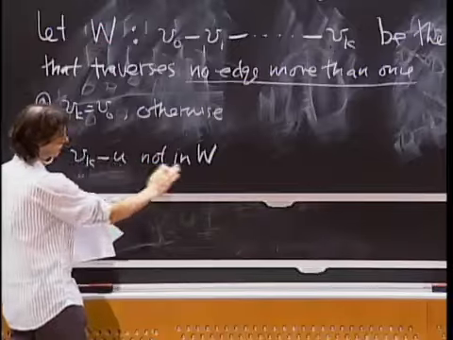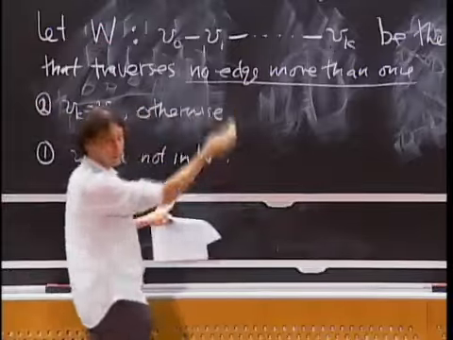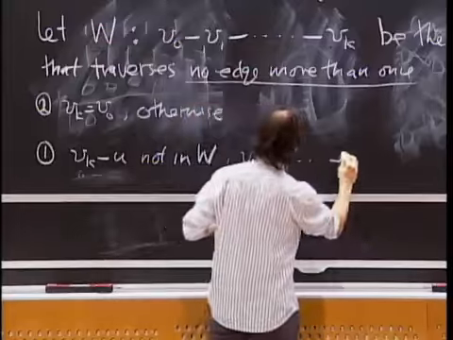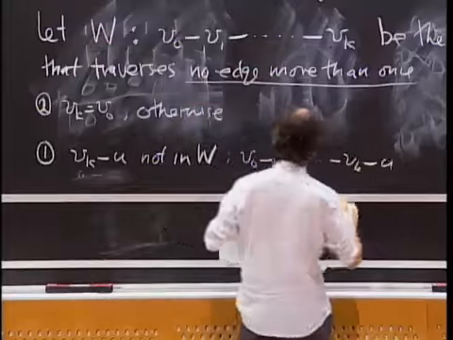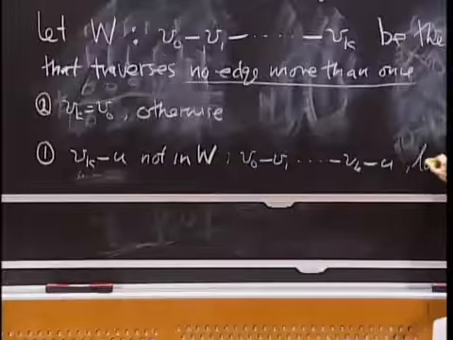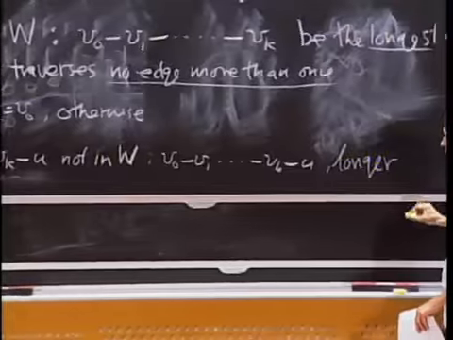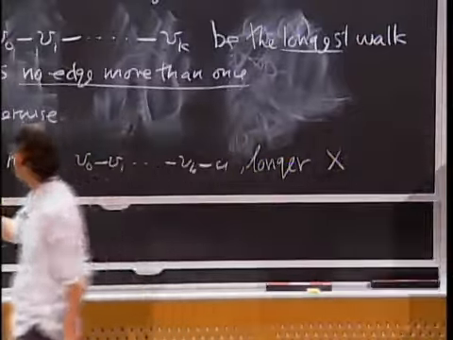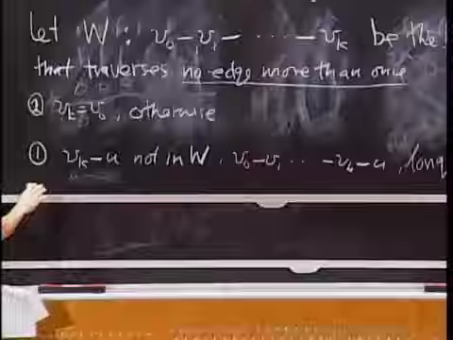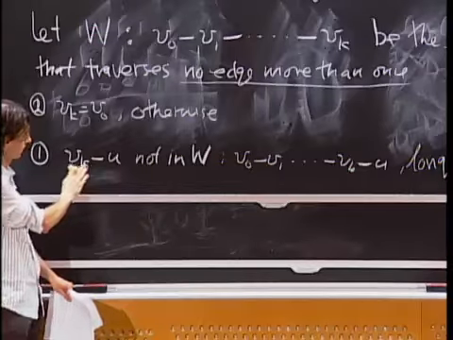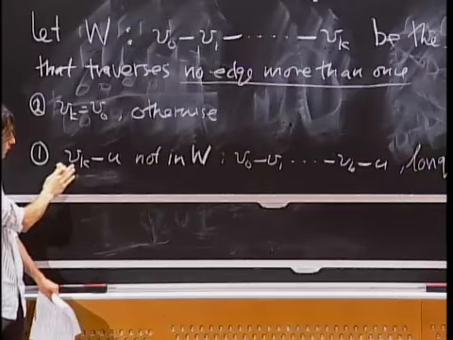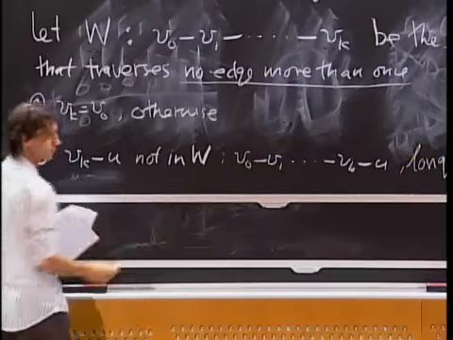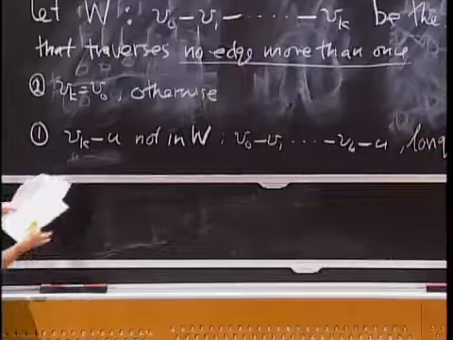Okay, so if this is not in the walk, then what can I do? I can just lengthen it, right? I can just say V0 goes to V1, goes to Vk, goes to U. Now I have a longer walk, and that's a contradiction. So I know that all the edges in which Vk is participating are actually covered by the walk. So that's a great property. So let's write this down.